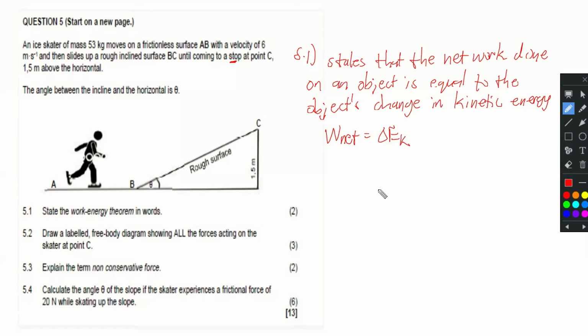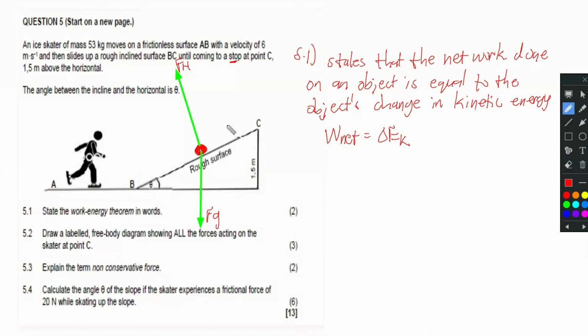It says draw a labeled free body diagram showing all the forces acting on the skater at point C. Note that at point C, the skater would have gone up the rough inclined surface. If you can just allow me to draw it up here. Note that with drawing the free body diagram, you are no longer allowed to show the components. So you need to show the normal force, and do not break down your gravitational force into components, but rather just draw it straight down like that. So gravity is always acting downward.